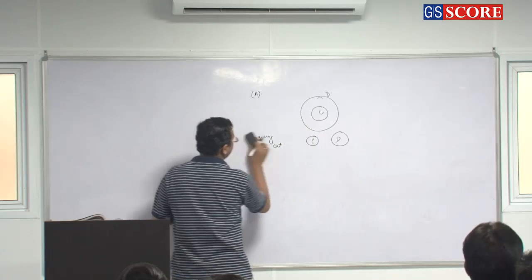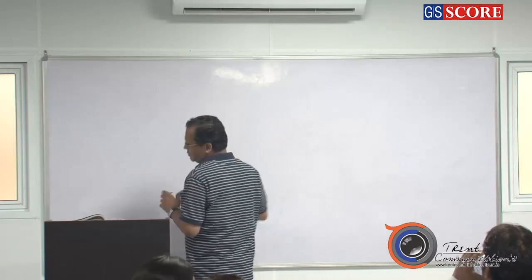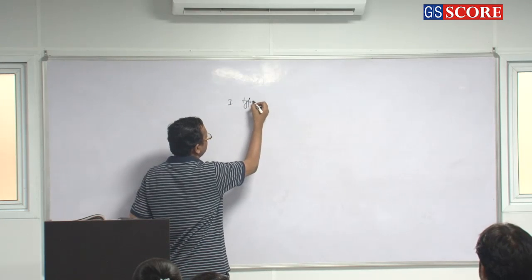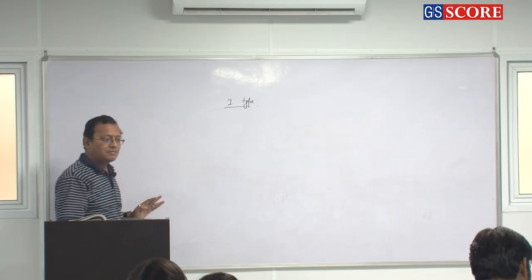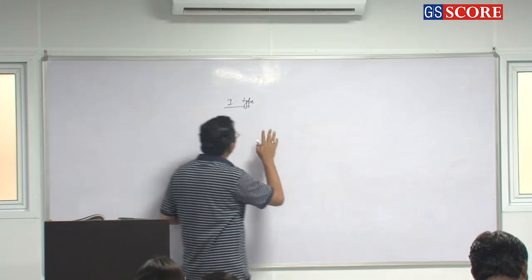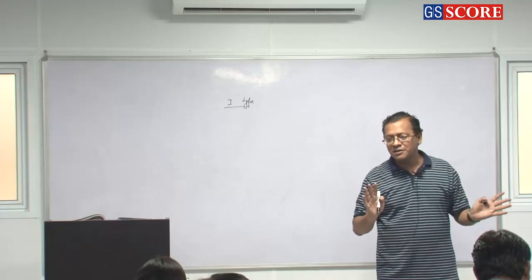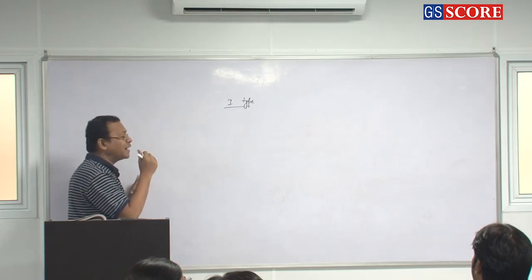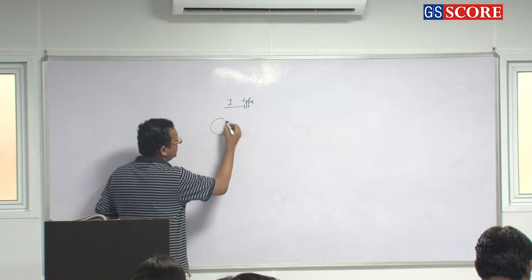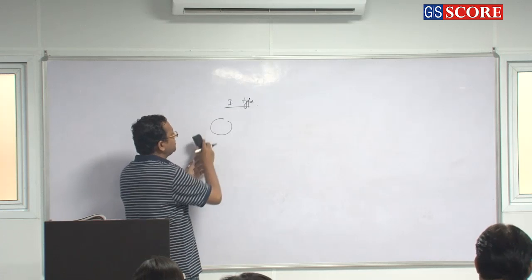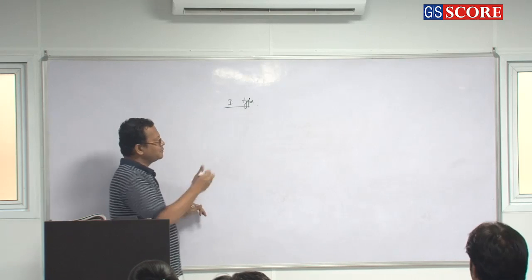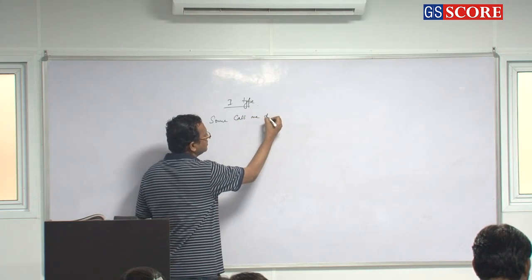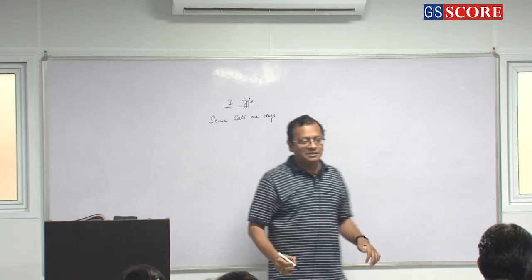The third one. This is an I-type proposition. I don't go too much into the types part, just for the name's sake. I-type. What does that mean? The proposition is something like this: some cats are dogs. How will you represent that?